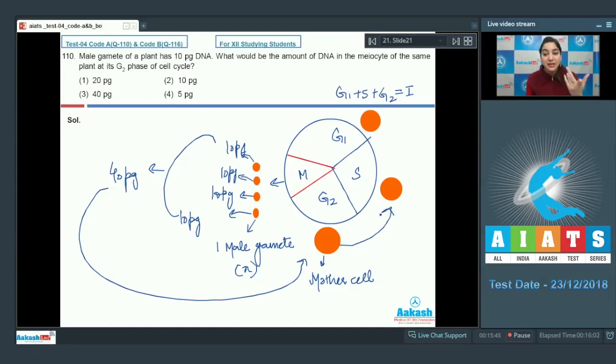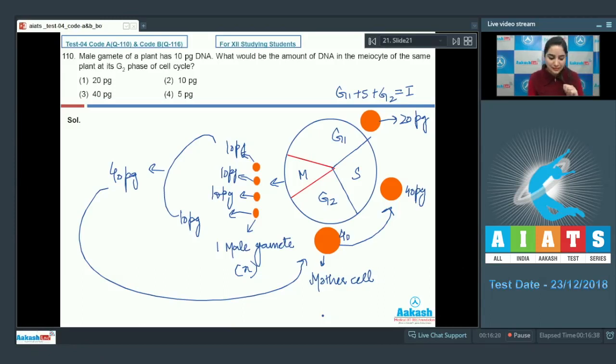That means in S phase it might have duplicated up to 40, which means in G1 the DNA was only 20 picograms. G1 has 20 picograms. S phase duplicated its content. We know S phase is the synthesis phase where replication of DNA will occur. So 20 to 40. In G2 again it will still remain 40, and then after G2 this mother cell decides that I will undergo meiosis and I will create 4 haploid cells. So this 40 is going to get distributed in 4 haploid cells.